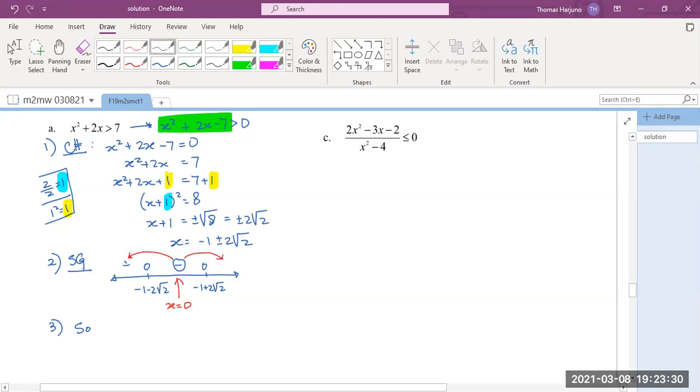Okay, this becomes positive here, negative becomes positive, negative becomes positive. What you need is the positive one. So it will be negative infinity up to negative 1 minus 2 square root of 2, union negative 1 plus 2 square root of 2 to infinity.